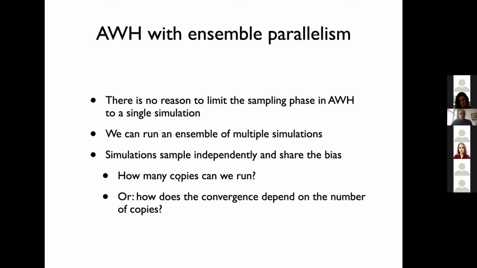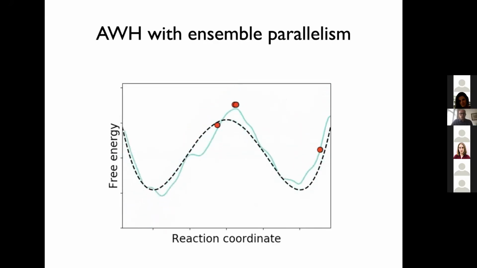So then the question is, of course, how many copies can we run? Or, how does the convergence depend on the number of copies, since you would expect that at some point there's a limit. So here's an example of the toy potential again with now multiple walkers, which I always forget how many there are in this movie because they move too fast. I always forget, it's 4 or 8. But you see now that it converges much faster.